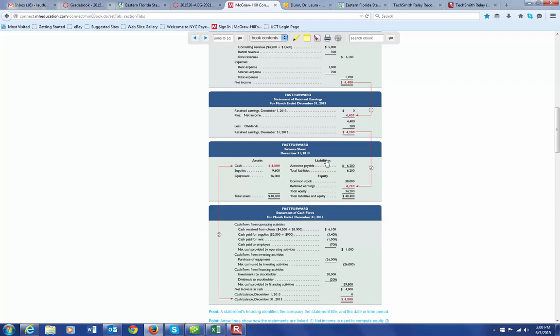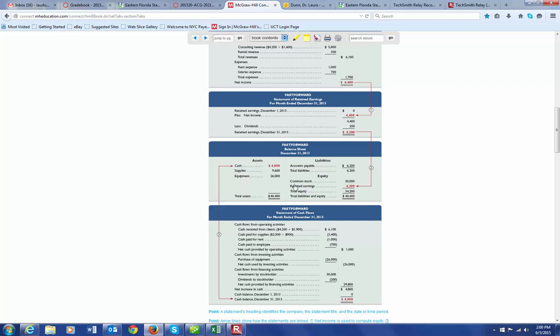Now, your liabilities. Remember, liabilities are the claims against the assets. Outside claims, meaning you owe this to somebody else. And internal claims, which means this is what the owners have claim to. This is what's left over after the liabilities are taken care of. In this case, the only liability is accounts payable for $6,200.